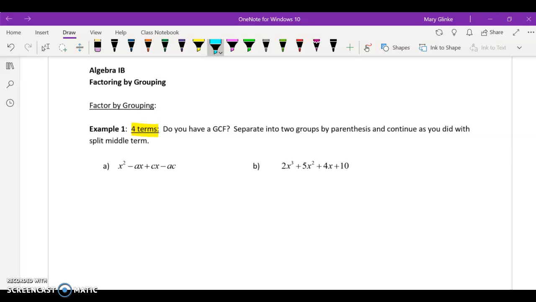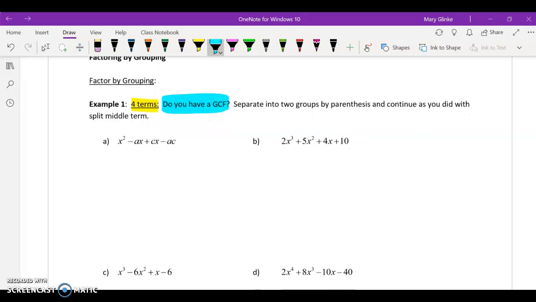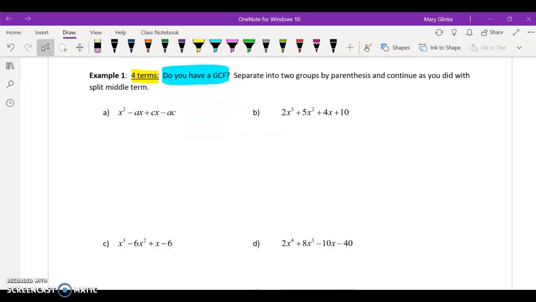So the very first goal is to identify if you have a GCF. That's the first question you have to ask yourself. Is there a GCF? After you take out any GCF, then what we're going to do is split the groups in two and factor by taking out a GCF out of each of those groups.